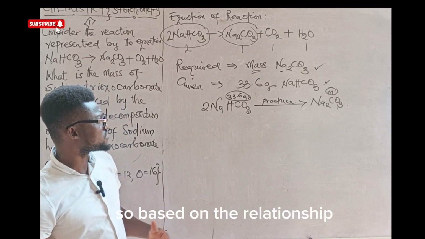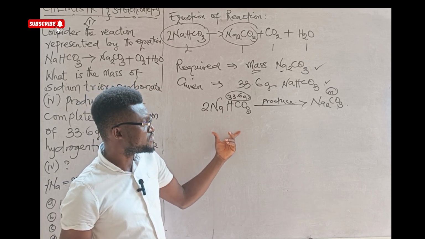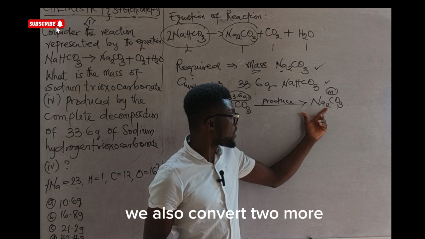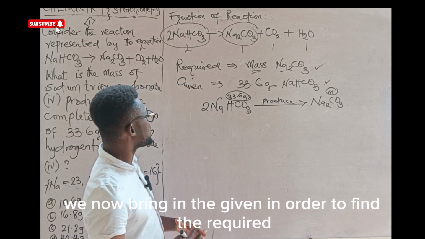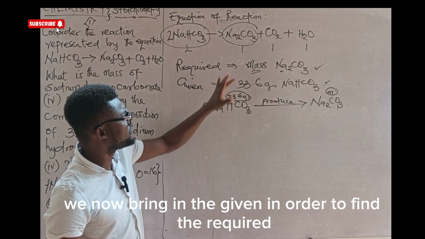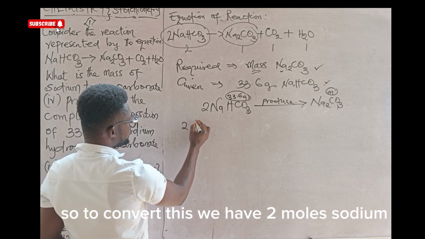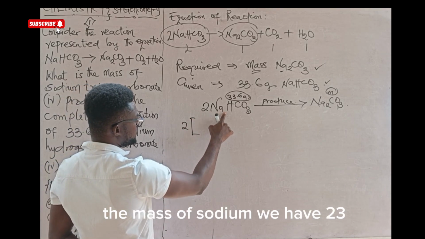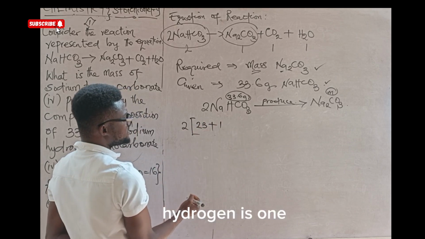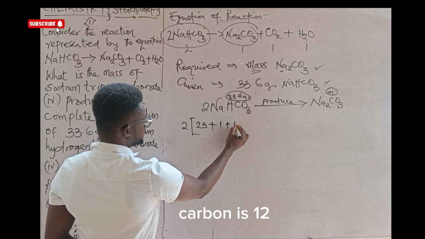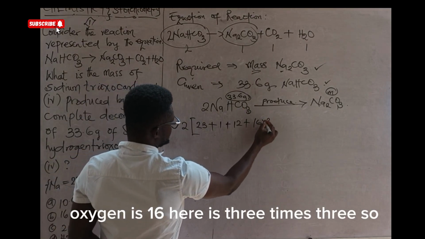So based on the relationship, we are going to convert 2 moles of sodium hydrogen carbonate to mass. We also convert 1 mole of sodium carbonate to mass. That's their relationship before we now bring in the given in order to find the required. So to convert this, we have 2 moles. Sodium, the mass of sodium, we have 23. Hydrogen is 1. Carbon is 12. Oxygen is 16. Here is 3 times 3.